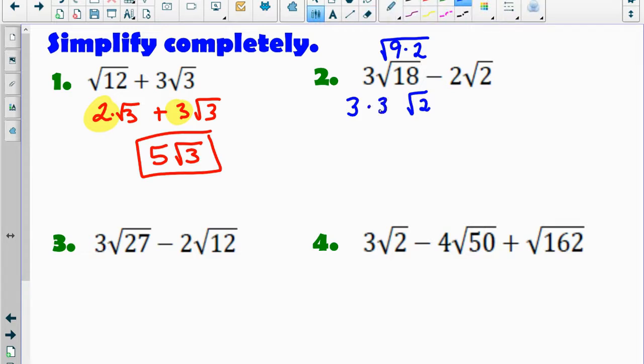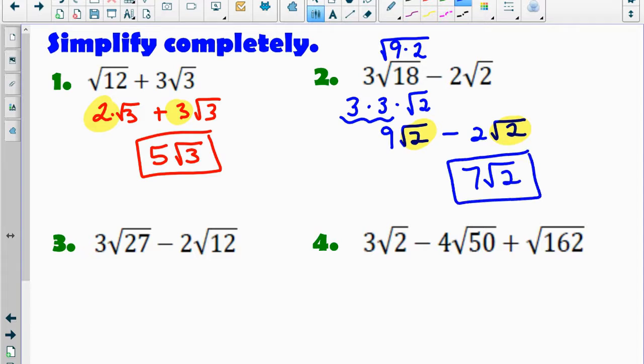So 3 times another 3 times the square root of 2. And 3 times 3 is 9, leaving me with 9 square root of 2, subtract 2 square root of 2. Now I have radicals with the exact same radicands, so I can go ahead and combine these. If I have 9 of something and I take away 2 of them, I'm left with 7 of those things. So it's 7 square root of 2.